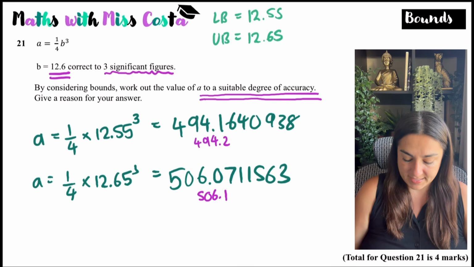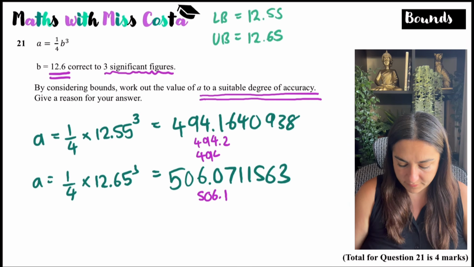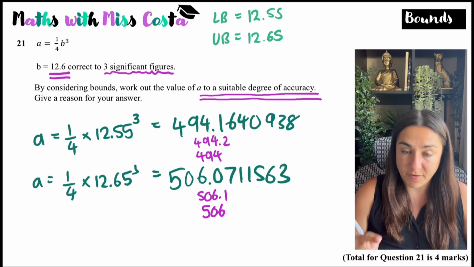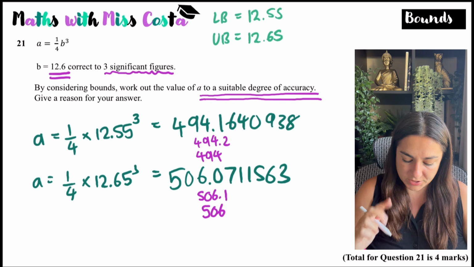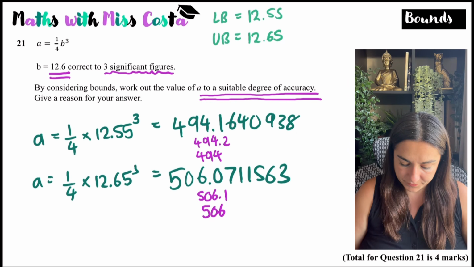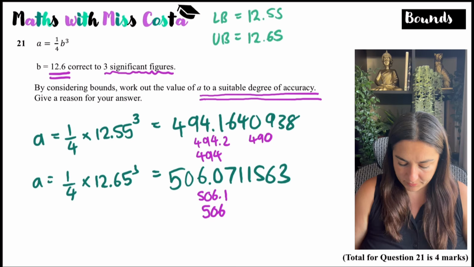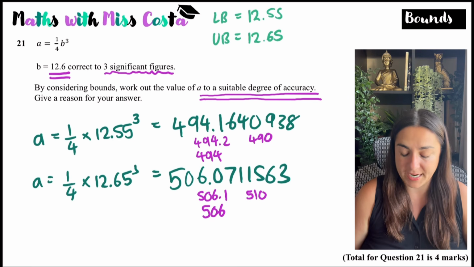If I rounded it to the nearest whole number, it would be 494, and this would be 506. Again, they're not the same. If I rounded it to the nearest 10, or to 2 significant figures, that would be 490, and this would be 510. Again, that creates an even larger gap.